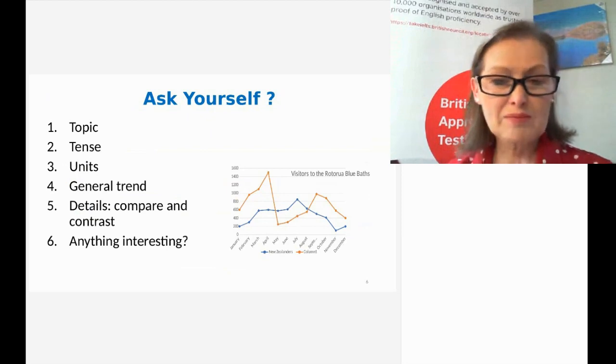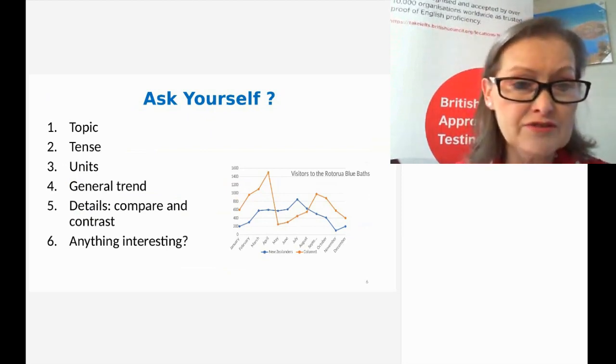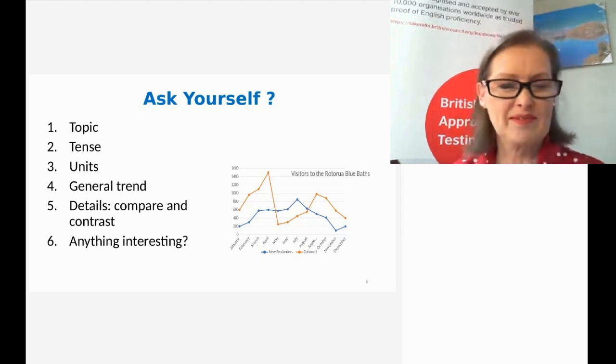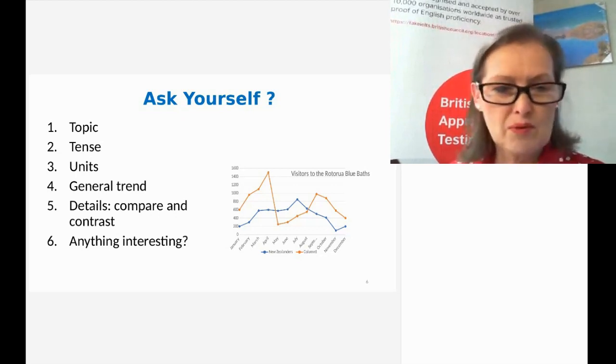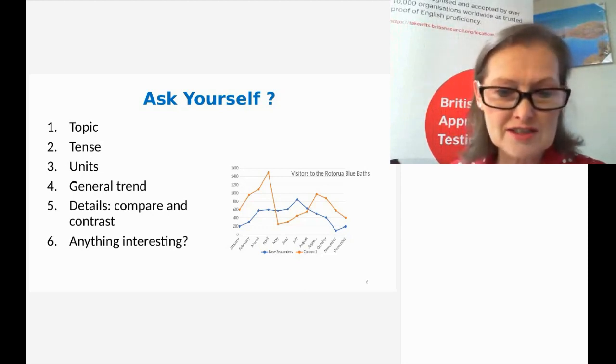So there are my questions. If you want to take a screenshot of that, ask yourself, what's the topic? What's the tense? What are the units? What's a general or overall trend? And then look for some details to compare and contrast, and maybe something interesting.